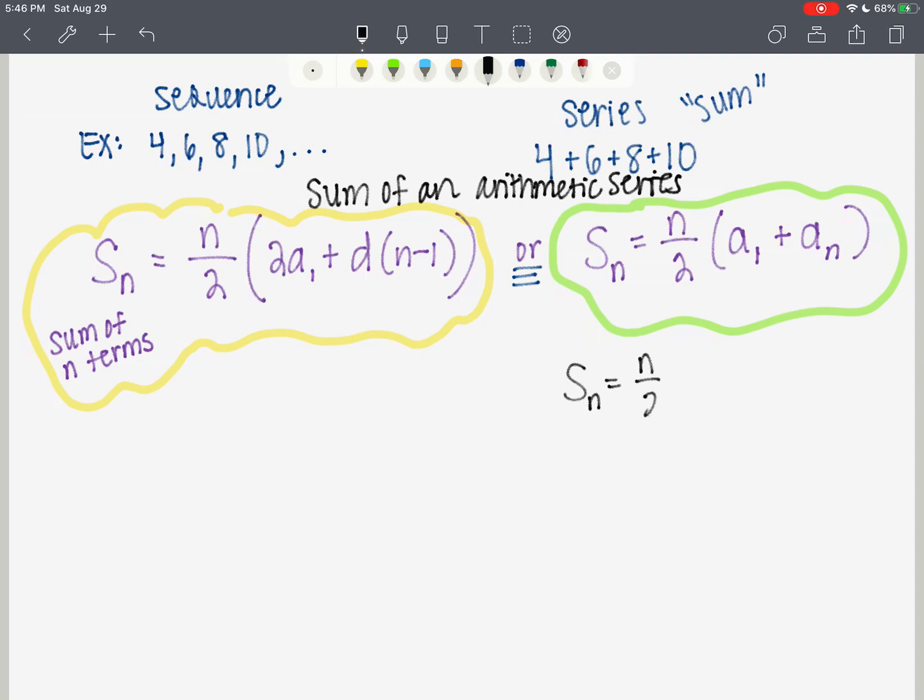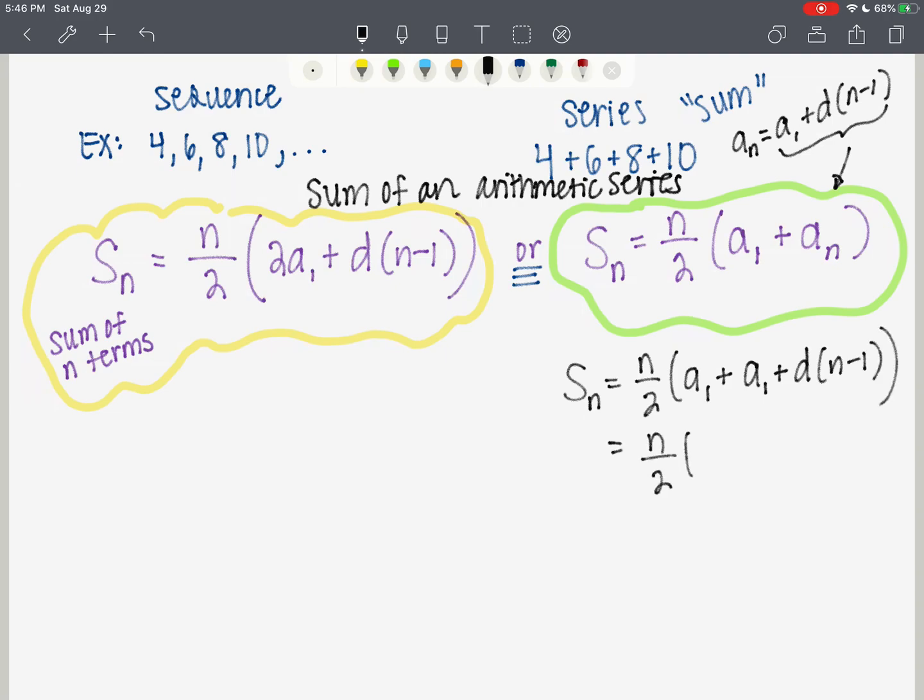S sub n equals n over 2 times a sub 1 plus a sub n. Well, we already know that a sub n is equal to a sub 1 plus d times the quantity n minus 1. So I'm going to substitute that in for a sub n. So I get a sub 1 plus d times the quantity n minus 1. And that's where I get 2 a sub 1 plus d times the quantity n minus 1. And that's where that formula comes from.